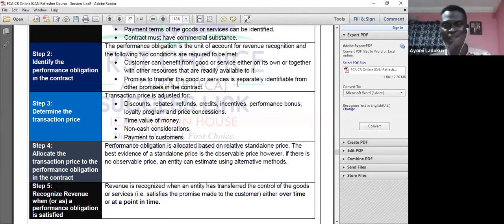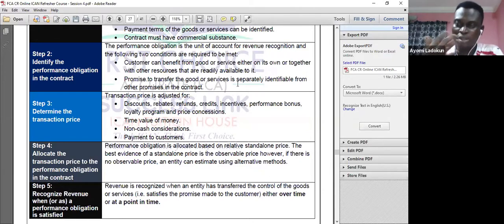Okay. Then step 4, allocate the transaction price to the separate performance obligations in the contract. So what do you do here? Performance obligation is allocated based on standalone selling price. I've explained standalone selling price the other time, and I've told you what that really means. So that's what you are doing on your step 4. And of course, your step 5 is you recognize revenue when or as the performance obligation is being satisfied.